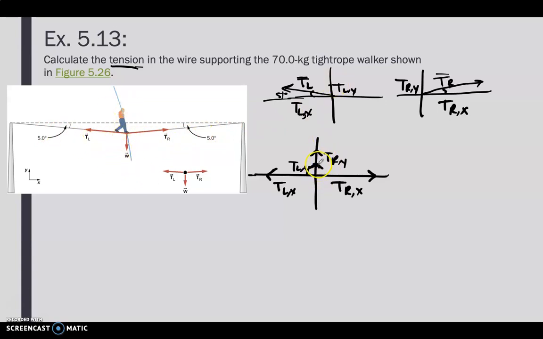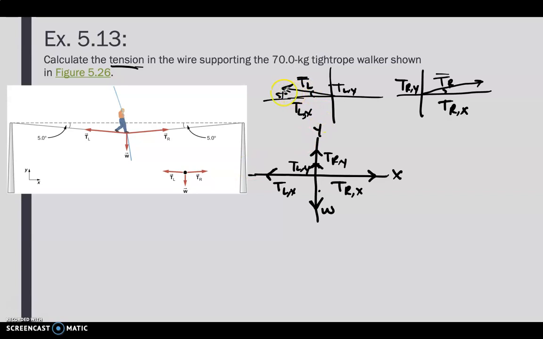So logically, the tension in the y direction must be strong enough to hold the weight of the person, right? So it should be equal and opposite to that weight. So this is going to be W. Okay? And that's just in the y direction. So this is y, this is x. Okay, so now this is our little diagram of this situation that we have here.